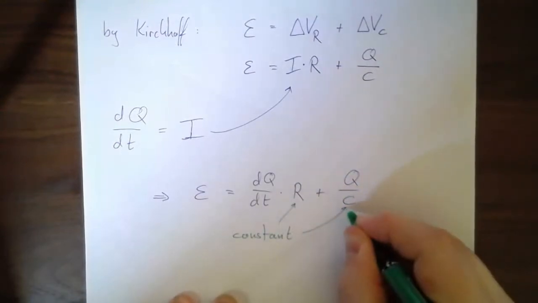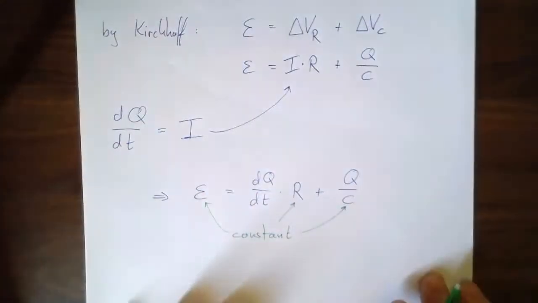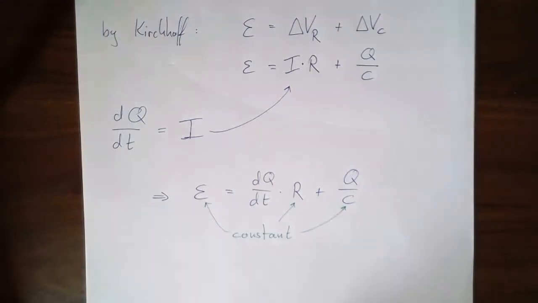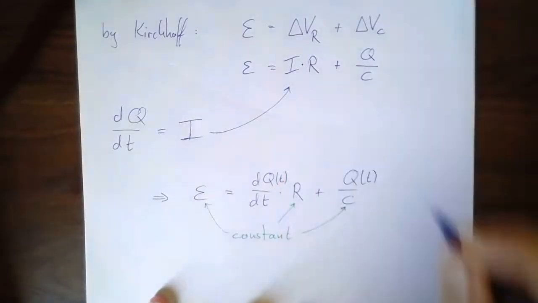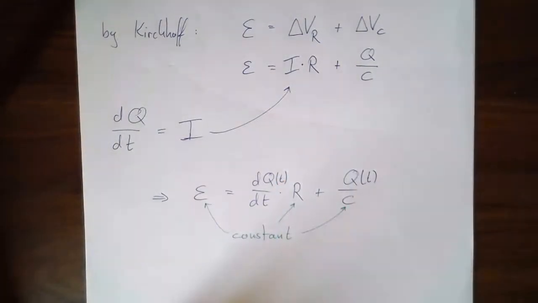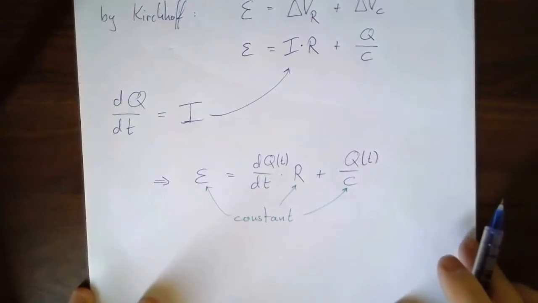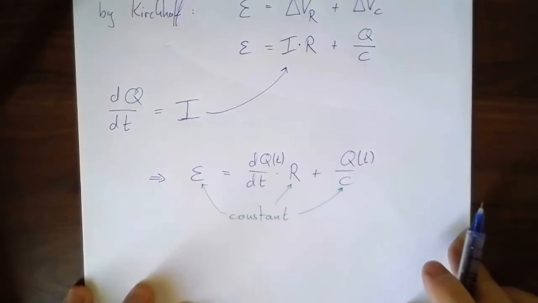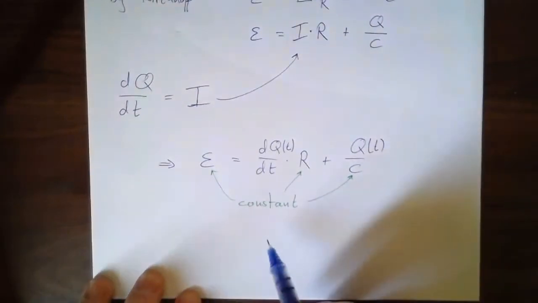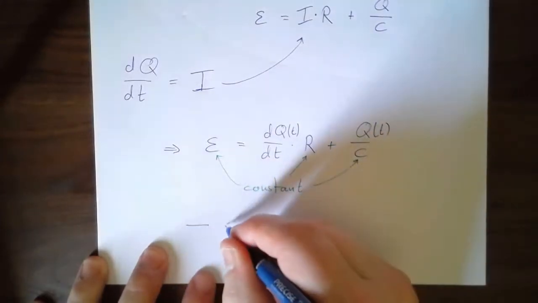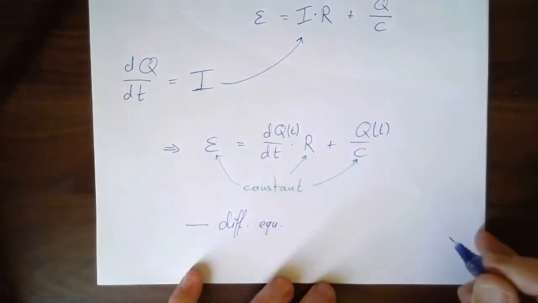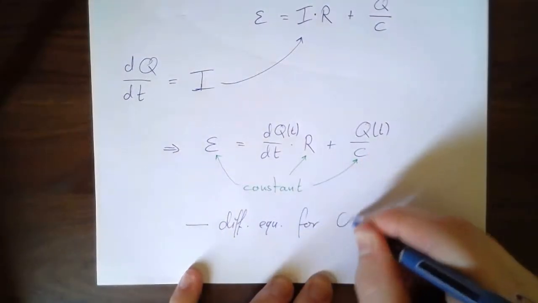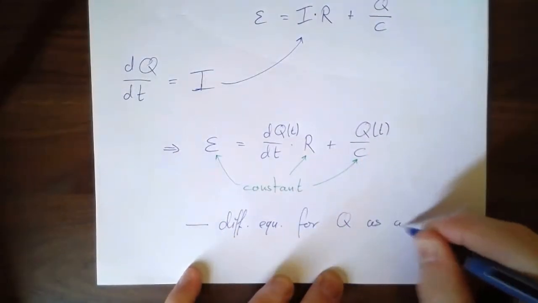R is constant, C is constant, and curly E is constant. So the thing that's changing with time is Q, the charge in the capacitor as a function of time. So what do we have? We have a differential equation for Q as a function of time.